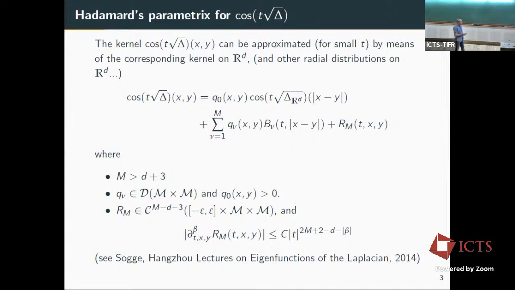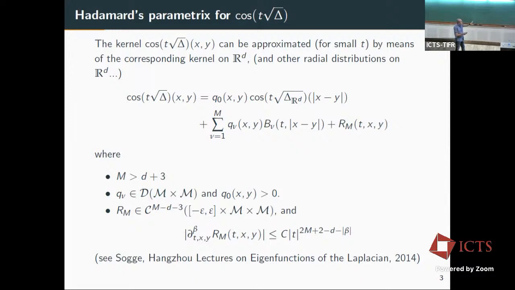And basically what happens with this distribution B_nu is that it gets more and more regular as nu increases, up until if you take M sufficiently big, then the final remainder will be regular, but again, you have to take t small, and you can control it uniformly in x, y with this term that depends only on time. Okay, so this is the idea.